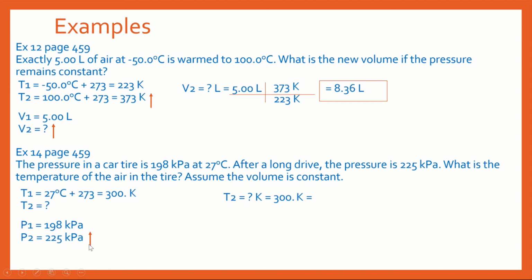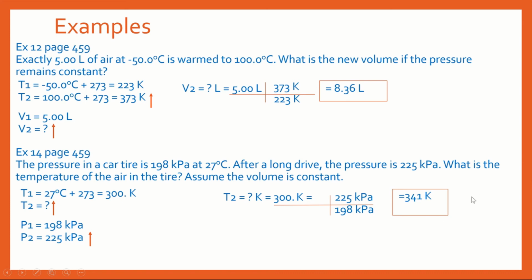My pressure increased. My pressure went up, so I'd expect my temperature to also increase. Pressure and temperature are directly proportional. How do I get a number greater than 300? I have to make sure that I multiply it by the larger of the two numbers. So I put my larger number on top, 225, my smaller number on bottom, 198 kilopascals, and I'm going to have a number greater than 1. When I multiply 300 by a number greater than 1, I end up with a number greater than 300. That's what I'm looking for. As my pressure increased, so too did my temperature.